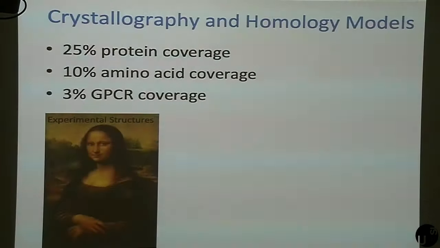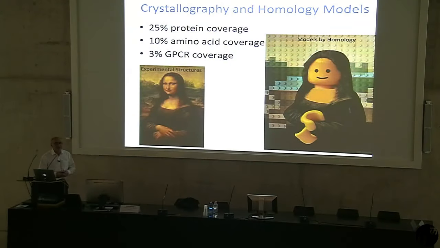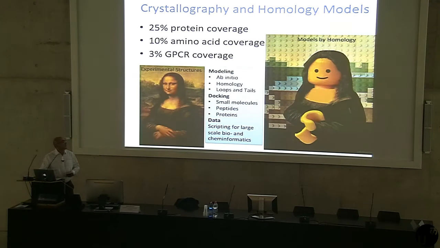We'd like to have something as perfect as the Mona Lisa, and this is, let's say, a high resolution crystal structure, but when you build the model by homology, it looks more like this, right? So certain parts are sketchy. You may pretend that it's the same, and when you look at the atomic structure, it will look almost like this, but it's really that. And so then there are tricks to deal with that and improve it.